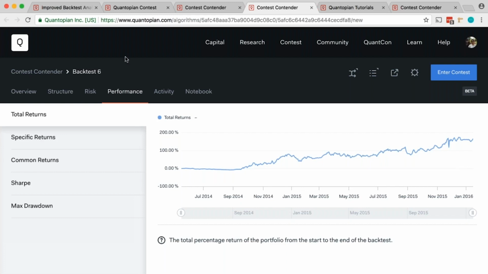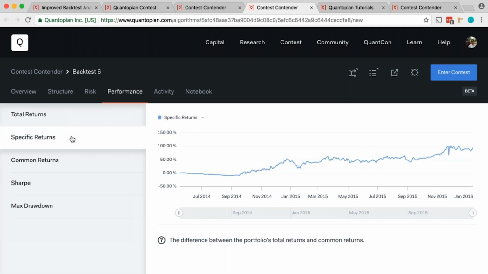So returns need to be above 0. But besides that, everything on this screen does not have any specific number tied to it. I'm just going to walk through what each of these things represent. So total returns, I think, is pretty straightforward. It's just the difference between your portfolio value at the beginning of the backtest and at the end of the backtest as a percentage return.